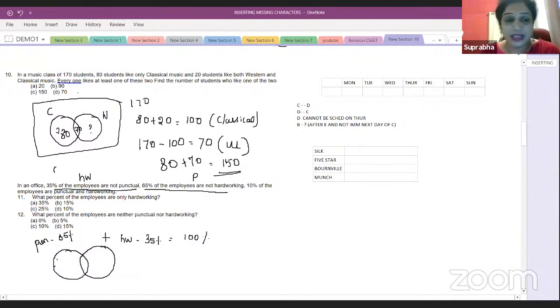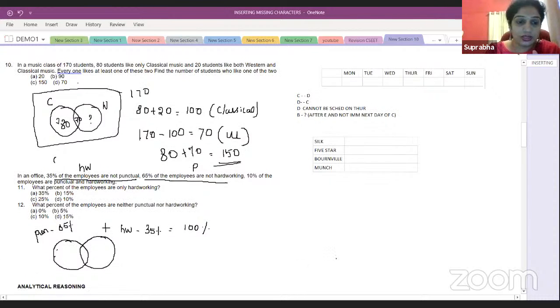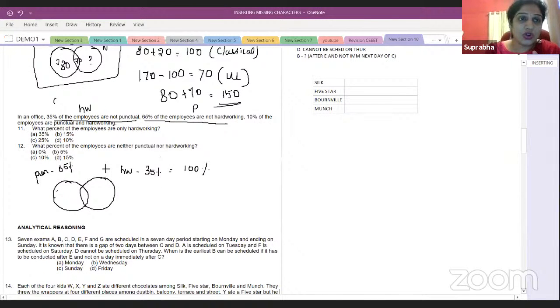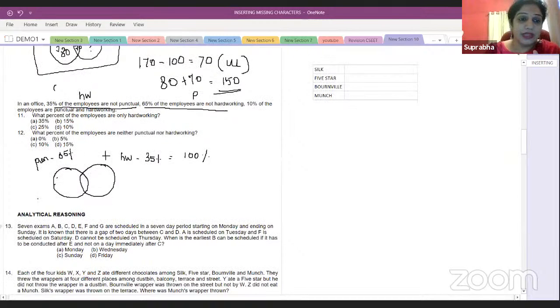Till here, I got it. Now I'll go to the data. Out of this, 10% of employees are punctual and hardworking. So when it comes to your intersection, automatically the intersection part will be what? 10%. Your intersection is 10%.